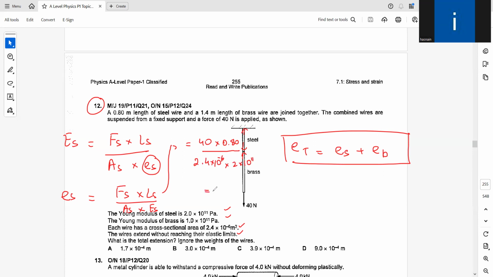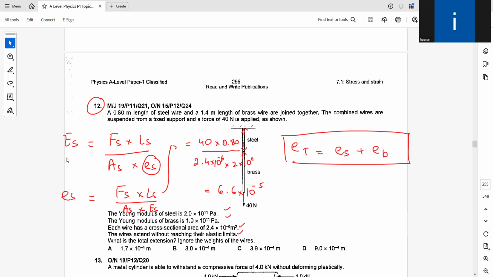So let's see the answer. That's 40 times 0.80 divided by 2.4 exponent minus 6 times 2 exponent 11. So what do we have? We have 6.6 exponent minus 5. That's the extension of the steel.